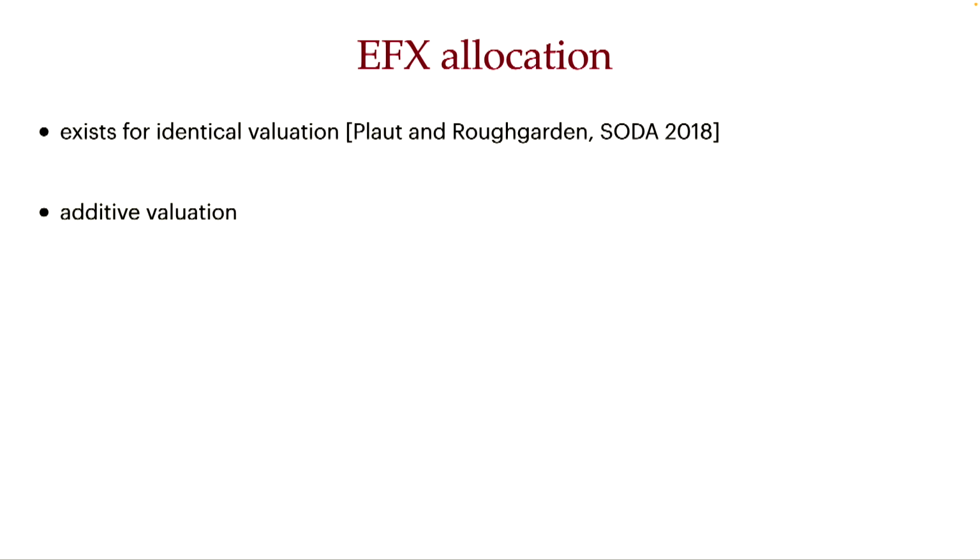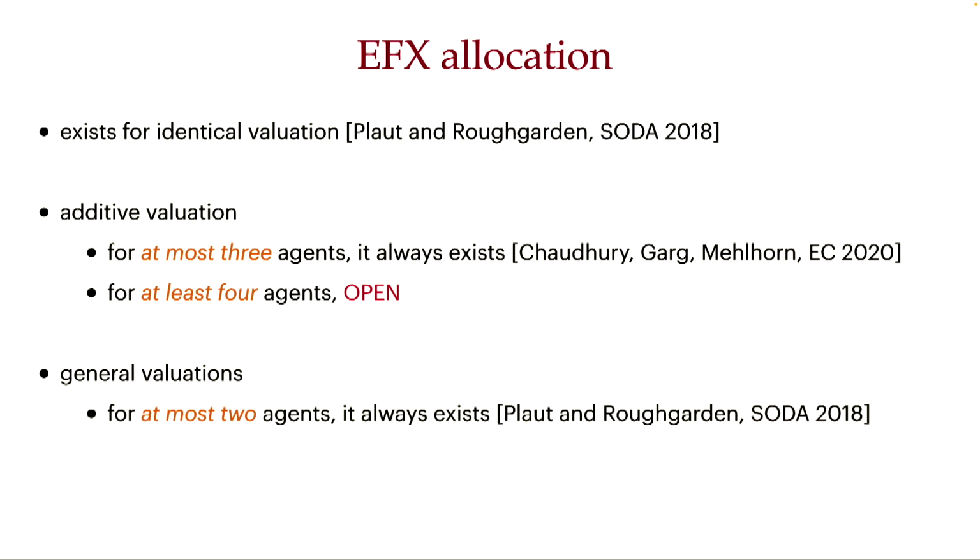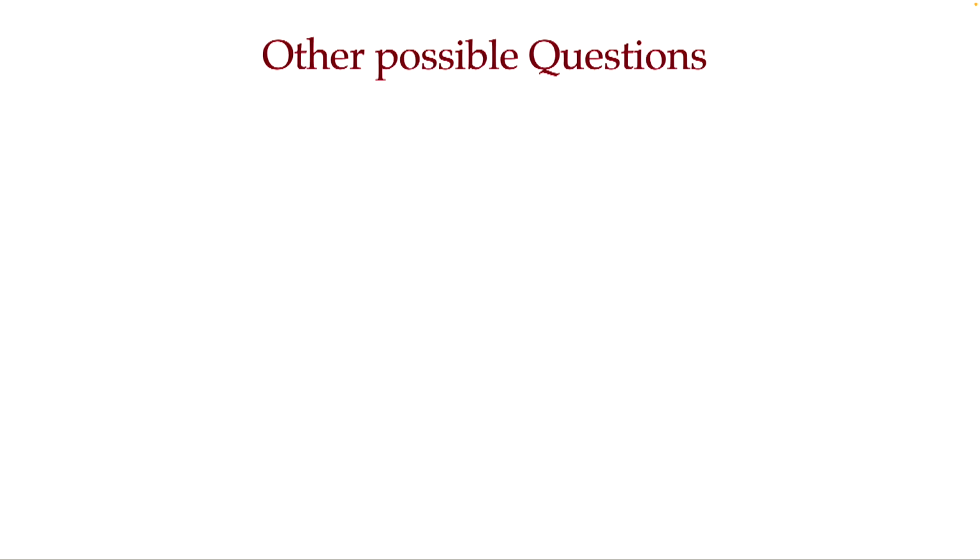Now, when we talk about additive valuations, then for at most 3 agents it always exists. And for at least 4 agents it is open, we do not know. And for general valuation the same paper has it for at most 2 agents, and for 3 agents we do not know. So, these are just some possible open questions, but if you want you can think about them, because I will say in a minute why.